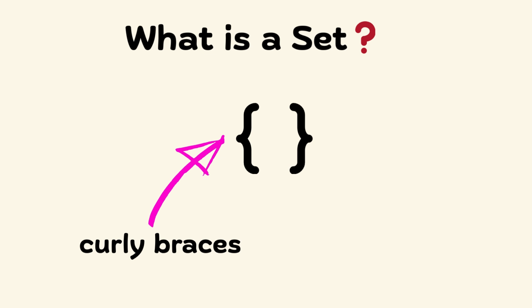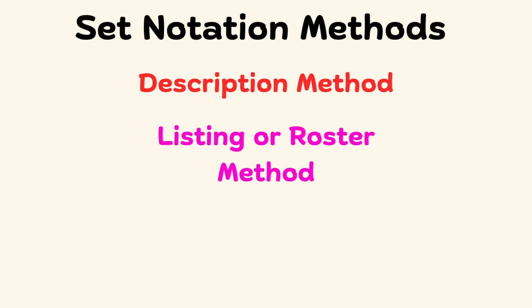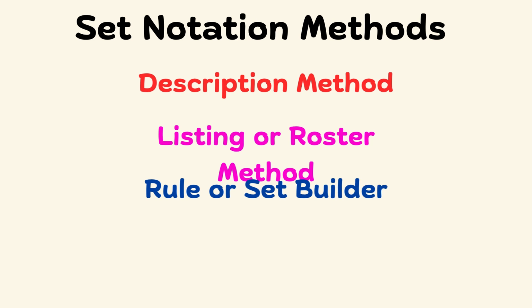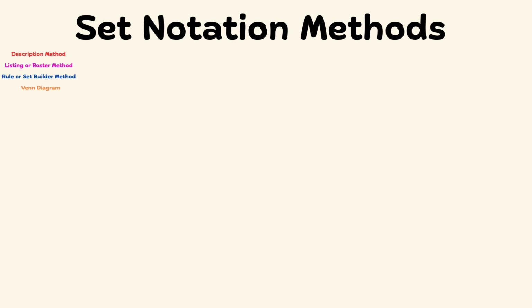Let's learn about something called set notation methods. Set notation methods are just basically ways that sets can be represented. So we have the description method, we have the listing or roster method, we have the rule or set builder method, and then finally we have the Venn diagram. For the Venn diagram, we're going to create a completely different lesson so we can cover this topic in depth and cover it properly.